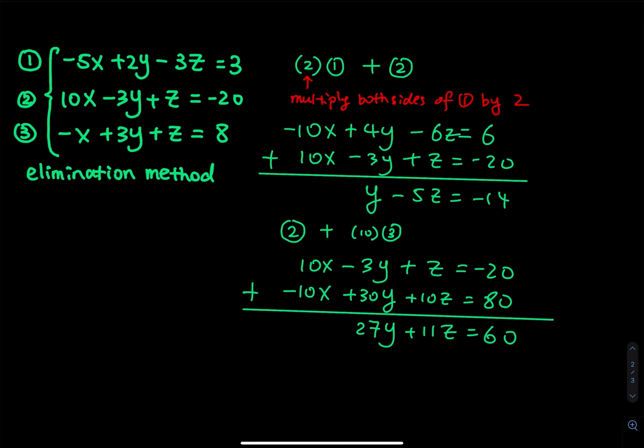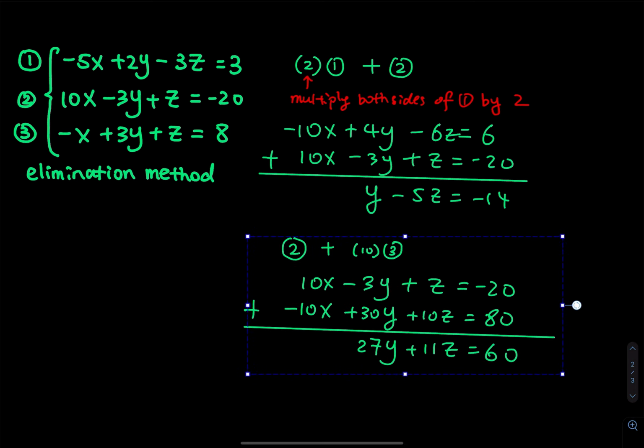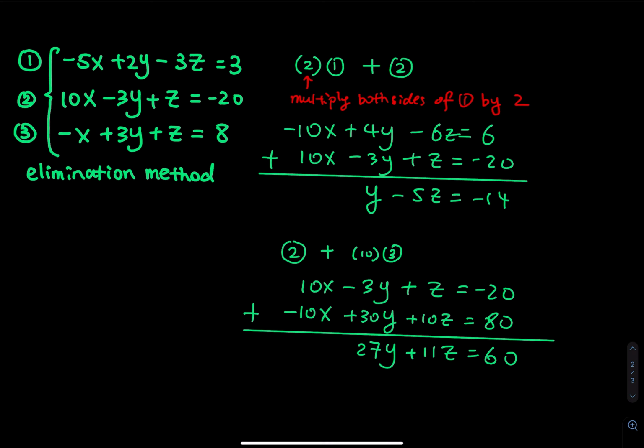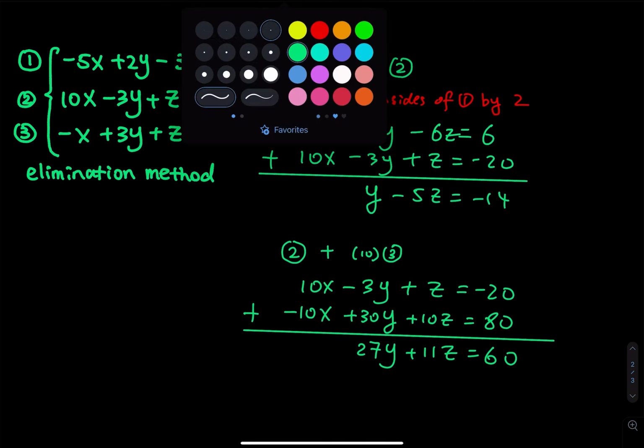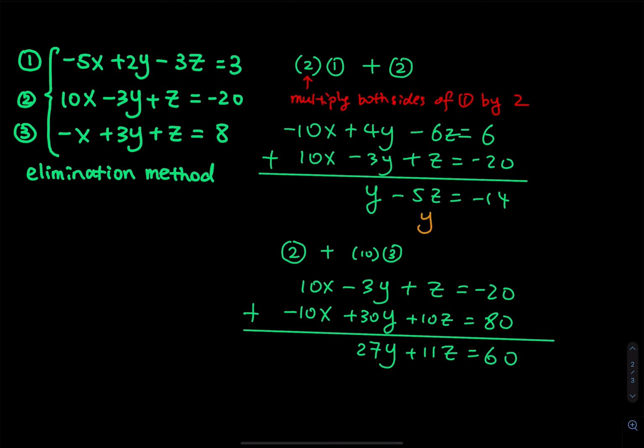So what I am going to do next is, hold on, let me take a look right here. Do you see the first equation right there? So I have y minus 5z equals negative 14. I can put this as y equals negative 14 plus 5z. Okay, and then I am going to plug this y into the other equation's y.